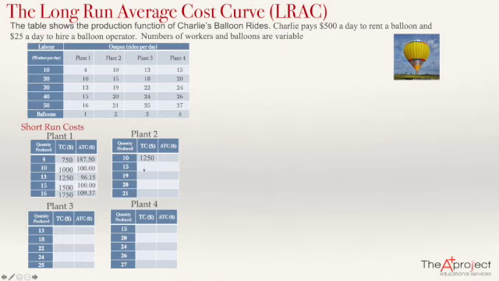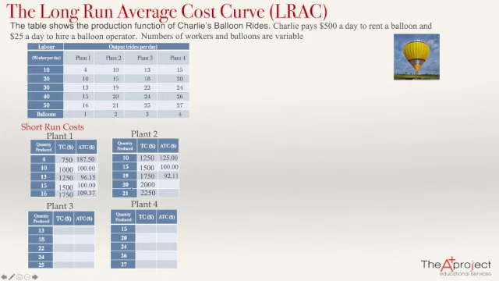And to produce 15 rides, Charlie needs 20 workers, so it will be 250 more, and so on. We need to add 250 each time, so it will be 1500, 1750, 2000, and 2250. And then I can compute the average total cost. The average total cost will be just the total cost divided by the quantity produced. 1250 divided by 10 will be 125. 1500 divided by 15 will be 100. And 1750 divided by 19 is 92.11.